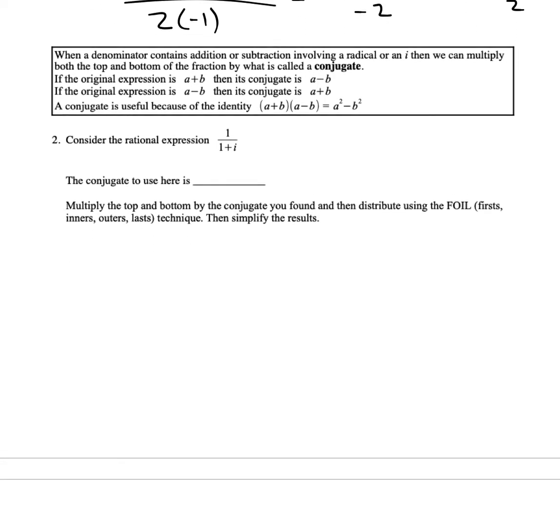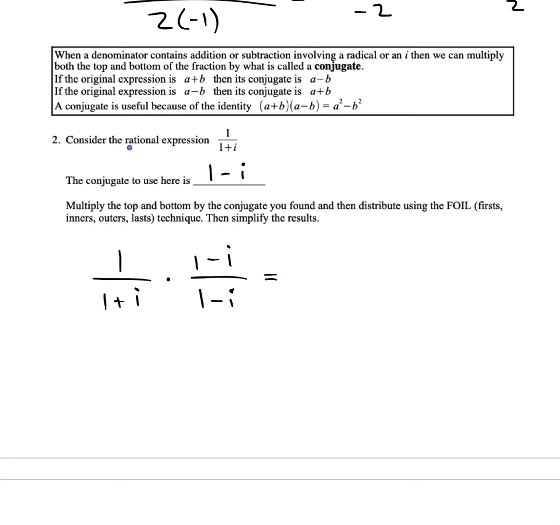When there's addition and subtraction in a denominator involving a complex number, we may wish to multiply by the conjugate. The conjugate is similar to the original, but it has a different sign between the terms. So because our original is 1 plus i, our conjugate will be 1 minus i. Same terms, but different operation between them. Now we'll multiply 1 over 1 plus i times 1 minus i over 1 minus i.